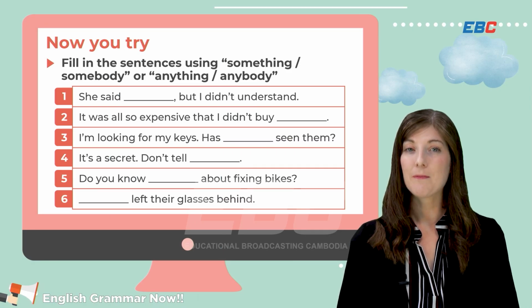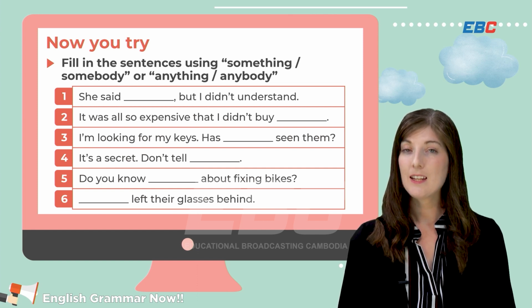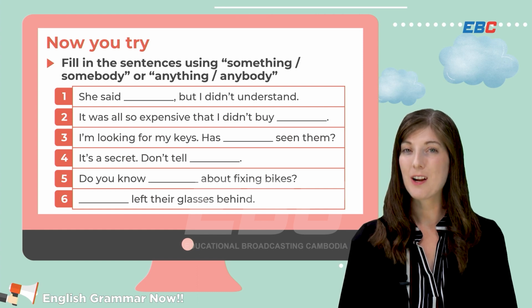Now you try. Fill in the blanks in these sentences with something or somebody, anything or anybody. Go ahead, give it a try.